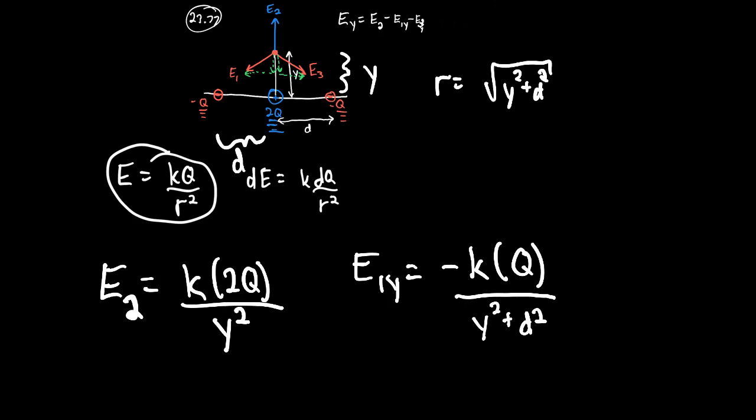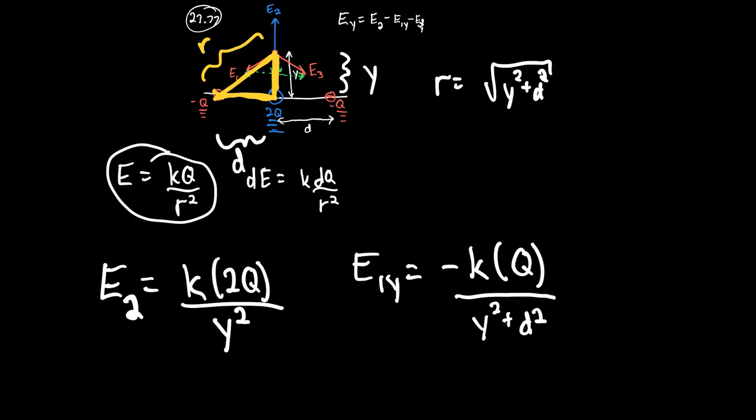Do I want the total electric field? No, I want just the Y direction. How do I get just the Y direction out of that? I have to pick an angle, don't I? Let's make the picture even messier. There's my triangle. I know this is Y, this is D, this is the hypotenuse. Hypotenuse was, what is that? R.